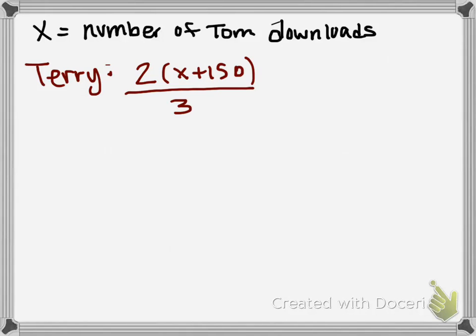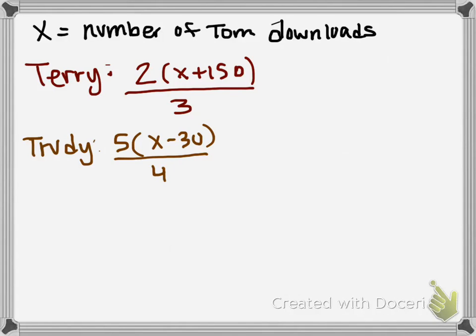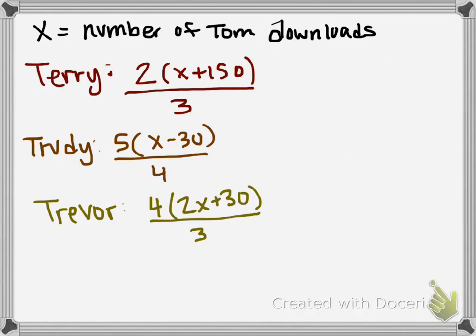Terry's would be 2 times the quantity x plus 150, all divided by 3. Trudy's is 5 times the quantity x minus 30, all divided by 4. And Trevor's is 4 times the quantity 2x plus 30, all divided by 3.